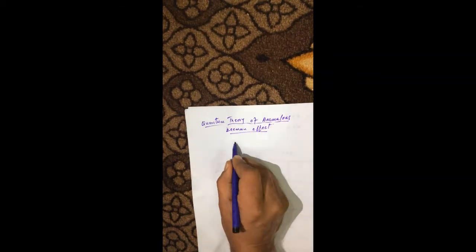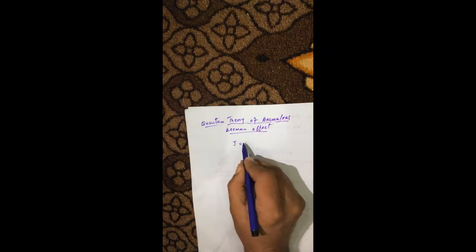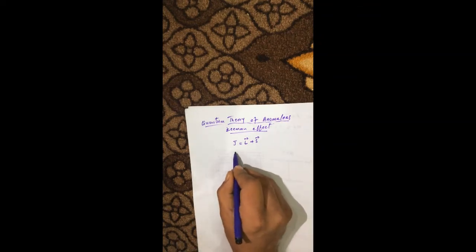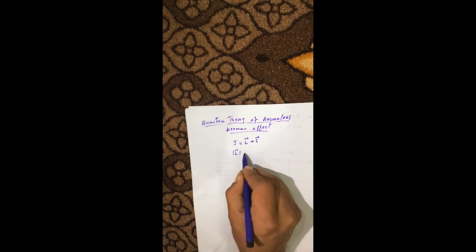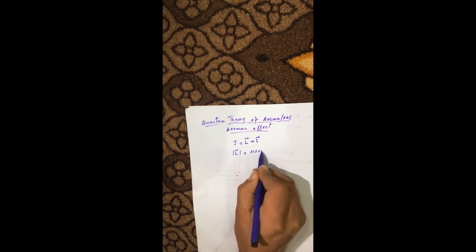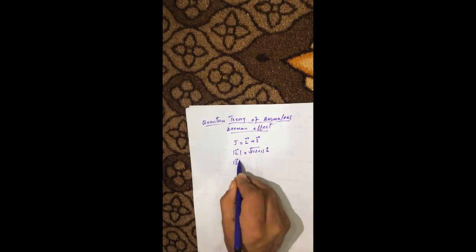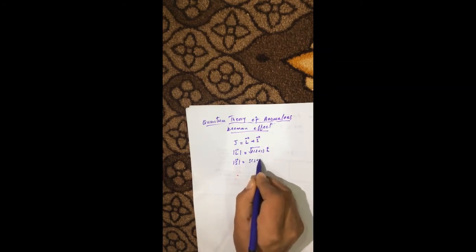Anomalous Zeeman effect can be explained by using the concept of spin of the electron. Now, according to the vector atom model, the total angular momentum J will be equal to the sum of orbital angular momentum and spin angular momentum, where the magnitude of orbital angular momentum L is √(L(L+1)) ħ. The magnitude of spin angular momentum is √(S(S+1)) ħ.